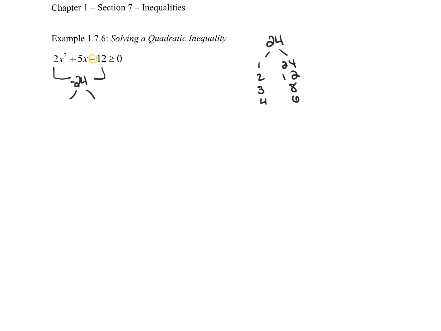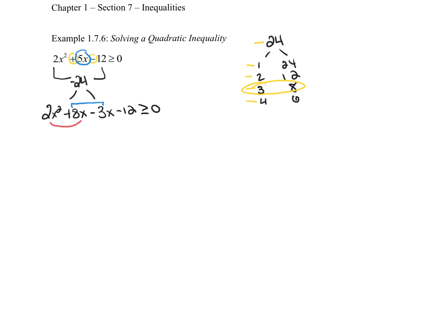It's a negative, so only one of them is negative, and they have to add up to be a positive, which means you want the smaller one to be negative, because a smaller negative plus a bigger positive will make a positive when you add them. And my winning pair are negative 3 and 8. So I'm going to rewrite this as 2x squared plus 8x minus 3x minus 12 greater than or equal to 0. I haven't changed anything, because if you combine these two like terms, you go back to your 5x. And now let's factor by grouping.